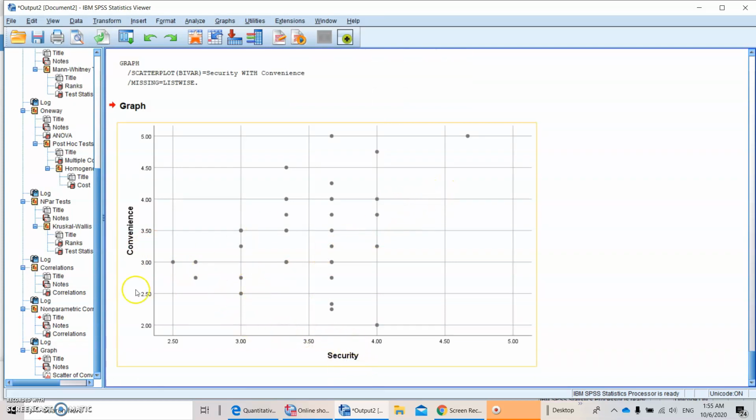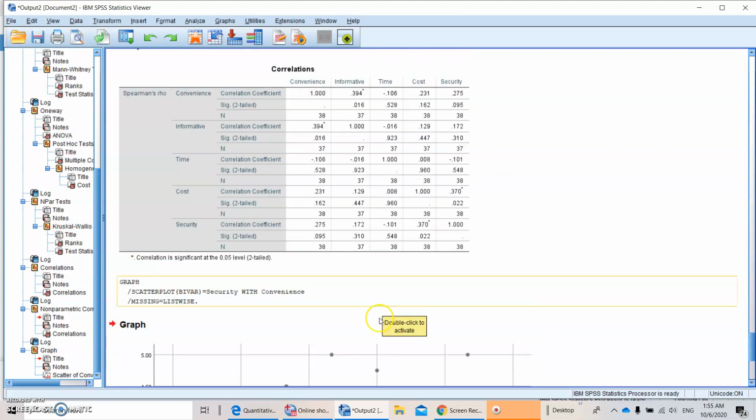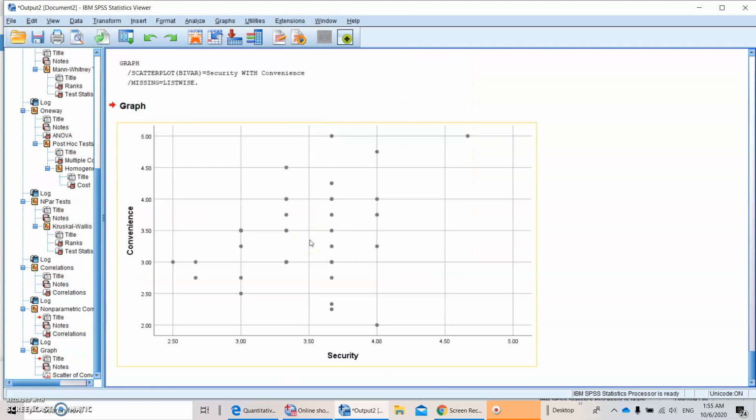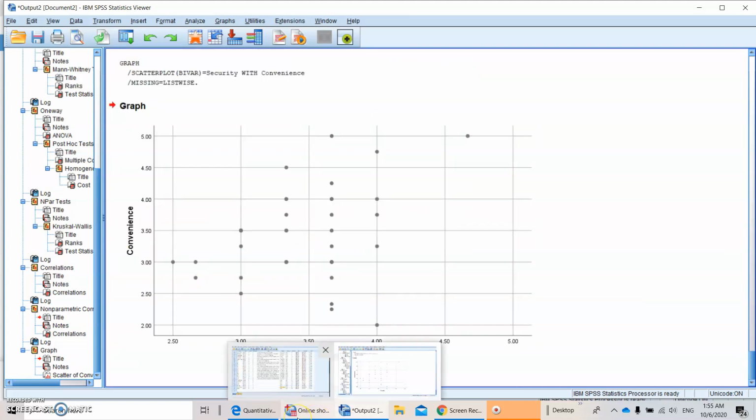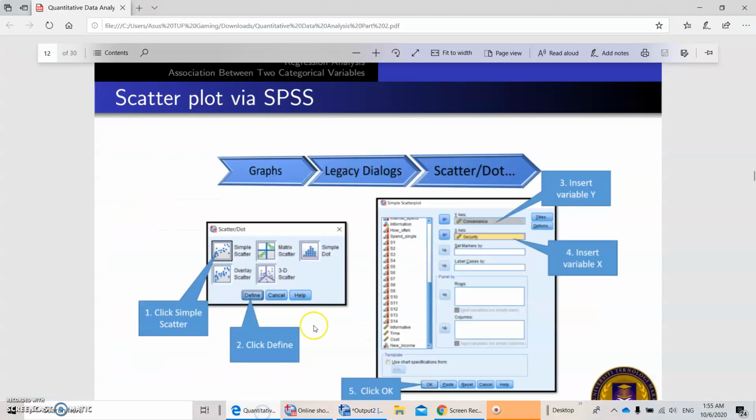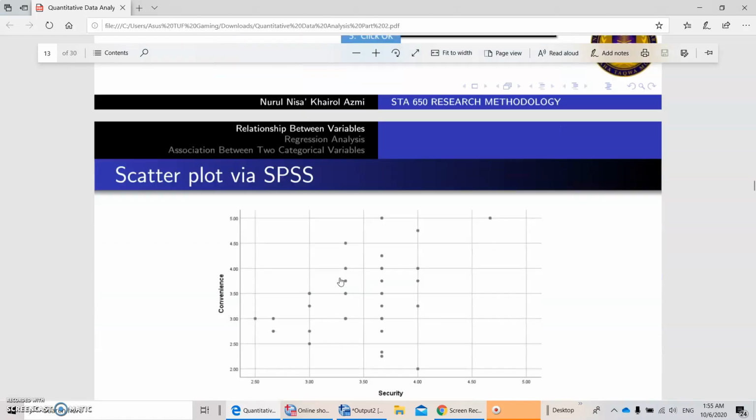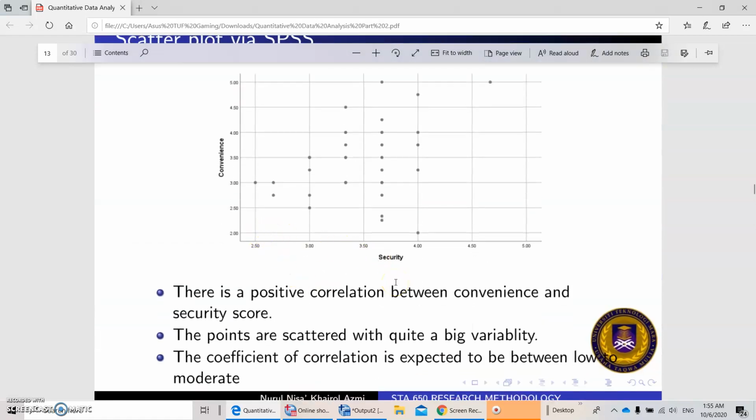As you can see, it seems like there is a positive relationship between the convenience and the security. Based on the coefficient also, you should get a positive value: convenience and security, positive 0.275. So that indicates that there is a positive relationship between convenience and security. But the points are scattered with quite a big variability.